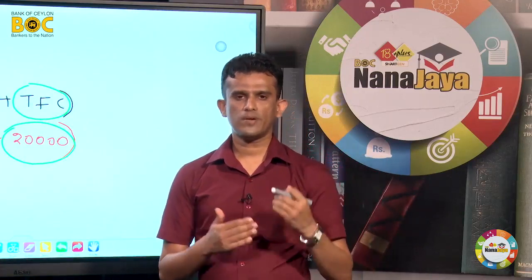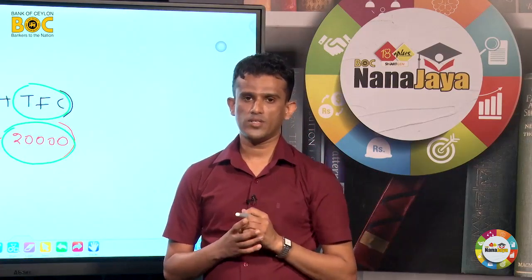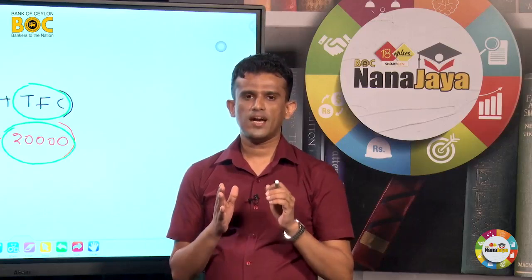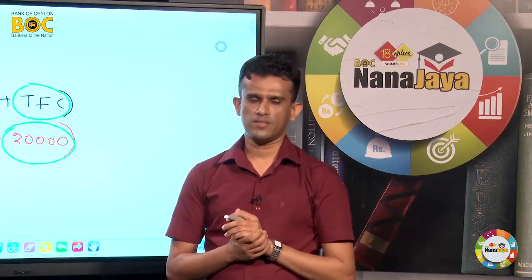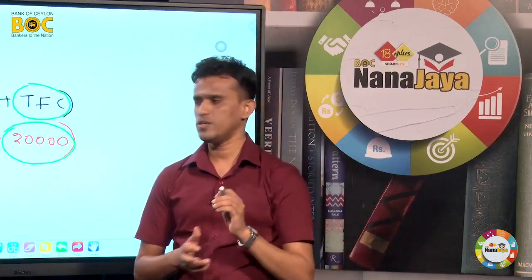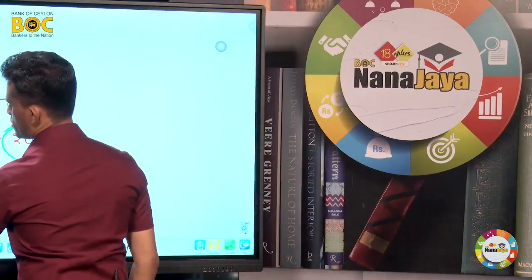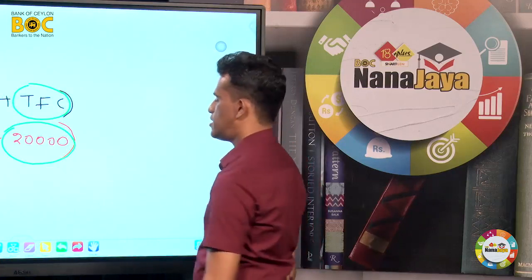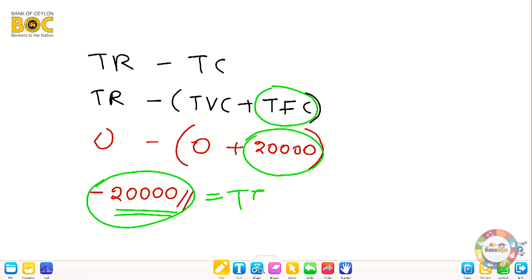So by carrying out the production, if they can maintain their loss at a lower level than the fixed cost, right? If they did not produce, they will incur a loss equal to the fixed cost. So if the firm can produce an output and maintain the loss at a lower level than the fixed cost, the firm should carry out that level of production.